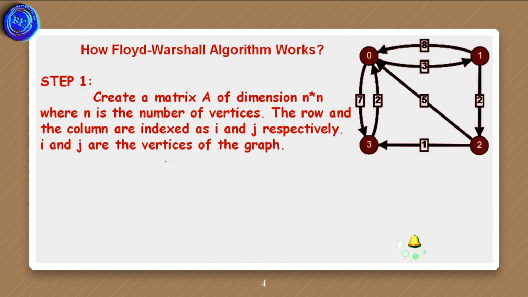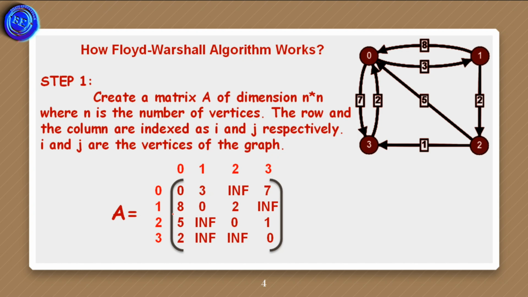So here I am going to create a matrix named A such that its dimension is of size n by n. Here n represents the number of vertices. Here we have 4 vertices, and the rows and the columns are represented as i and j, where i and j represent the vertices. I consider a matrix which consists of the edge values from one vertex to another vertex.